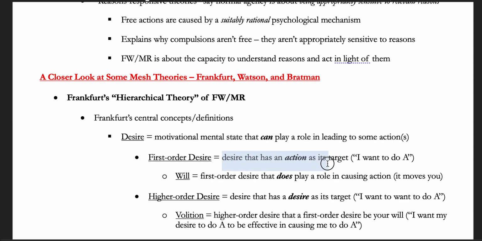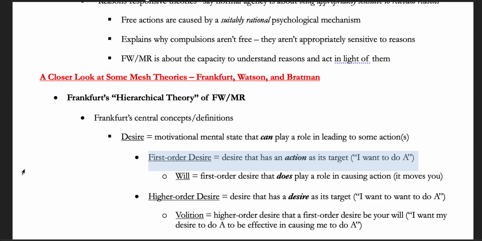A first order desire is a desire that has an action as its target. I want to do A. I want to go to the store. I want to drink coffee. I want to eat ice cream. Right? That's that kind of desire, a first order desire at the lower level, is just desires about what you want to do. Desires to do things.